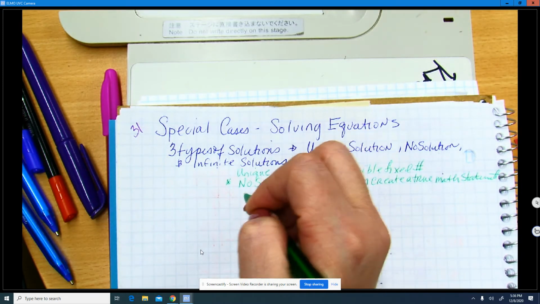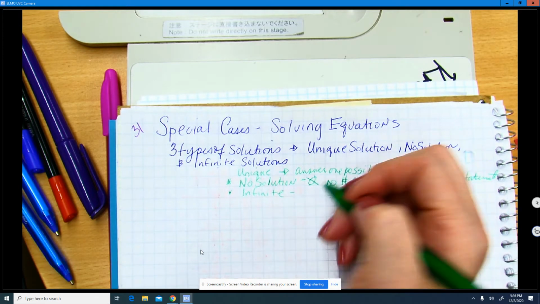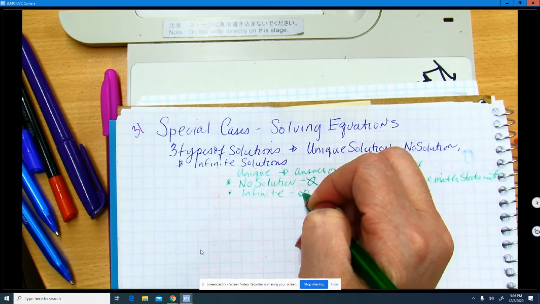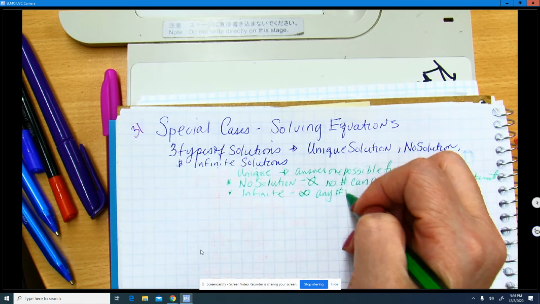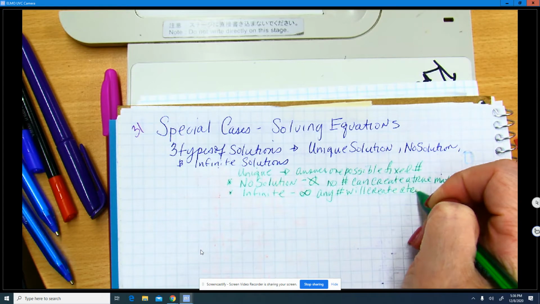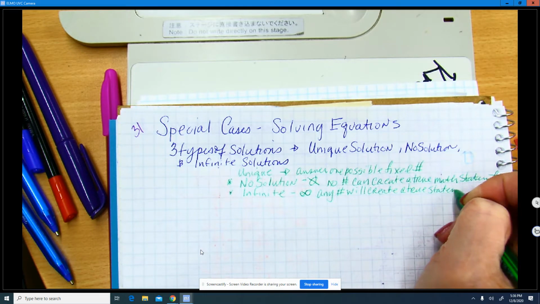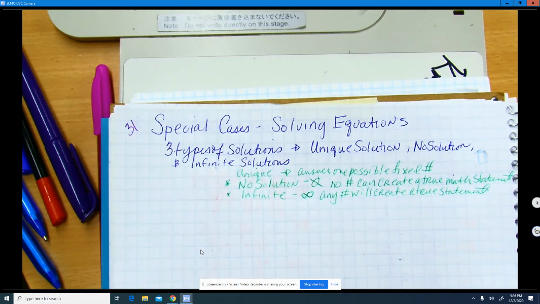And then the third type, infinite solution, is we use the infinite sign or the infinity sign for that. And it's any number will create a true statement. And when we solve these type of equations, these special cases, no solution and infinite, we're going to find that they have some similarities and some differences in what we see when we're solving them and in what the original equations look like.